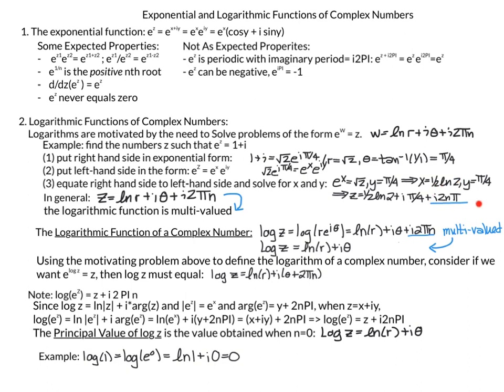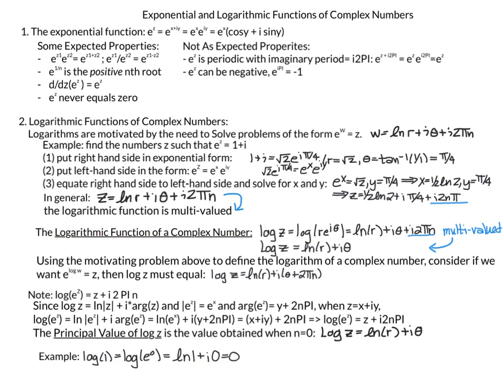And the significance of the i 2 pi n is that this logarithmic function for complex numbers is multi-valued. In other words, there's not just one value that gives you the solution. The solution is multiple values. And this will become significant both in the next video and also later when we're doing integrals. So this is something that's important for you to remember and see how to work with, because it will come up again.